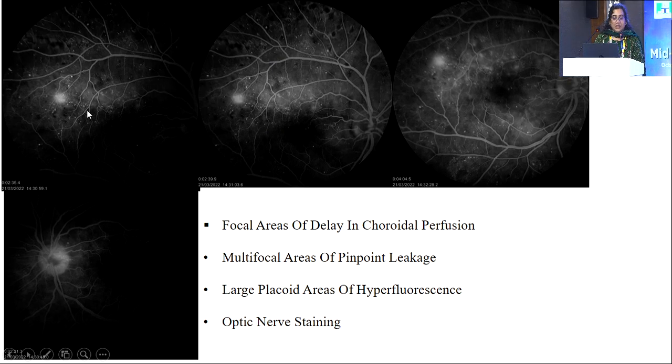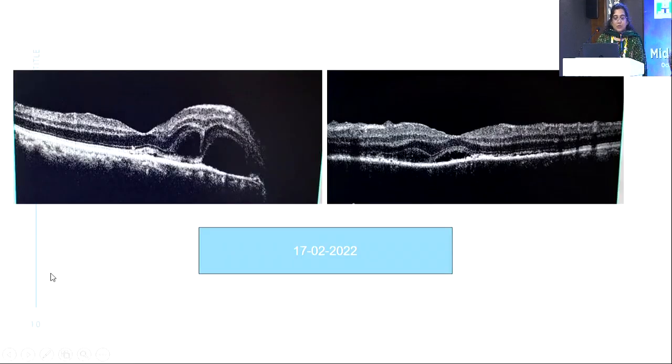There was an NV, and we could see a lot of multifocal areas of pinpoint leakage and large placoid areas of hyperfluorescence, and there was staining in the other eye. I took an OCT. The patient had subretinal detachment with septae formation.